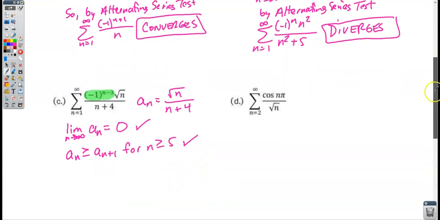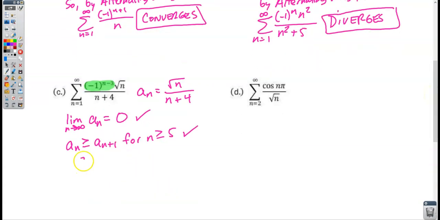Therefore, we've met both conditions of the alternating series test. So by the AST, this series converges.